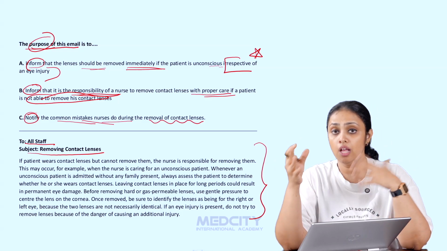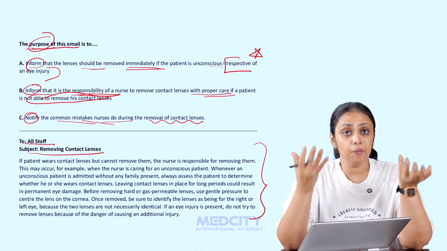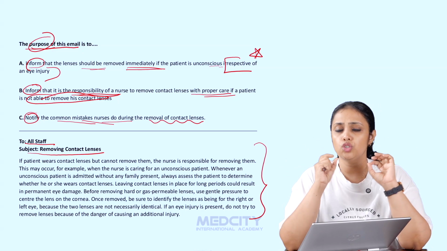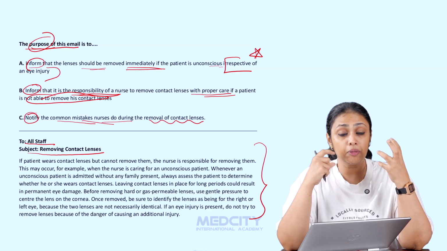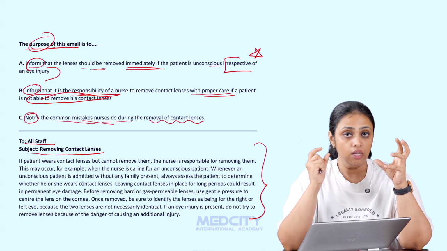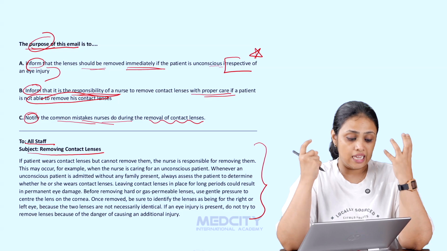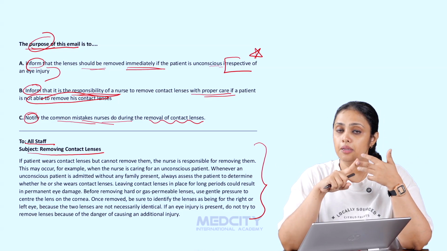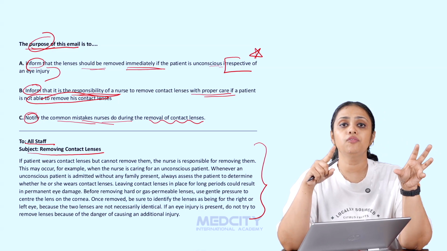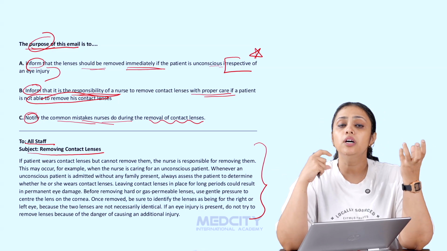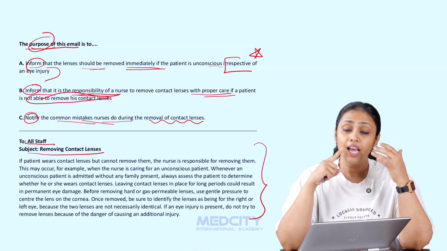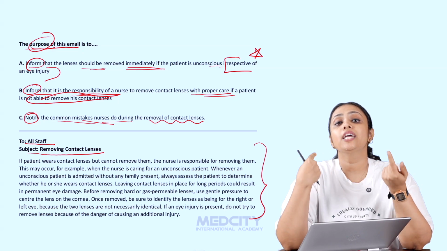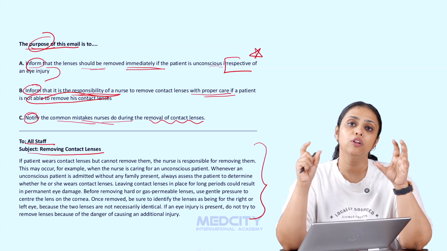So these are the three options. The question is, what is the purpose of the email? And first option says that it is to inform that the contact lenses should be immediately removed if the patient is not able to remove it by himself, no matter if there is any injury to the eye, that should not be taken into account. Then option B says that it is the responsibility of the nurse to remove the contact lenses if the patient is not able to do it by himself. And option C says that it is to let all the staff know what kind of mistakes that nurses make during removal of contact lenses.